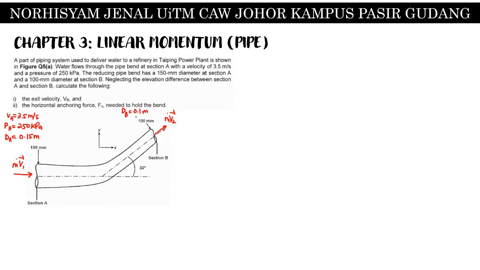Neglecting the elevation difference between section A and section B, so this is important. Calculate the following. Number 1, the exit velocity VB.